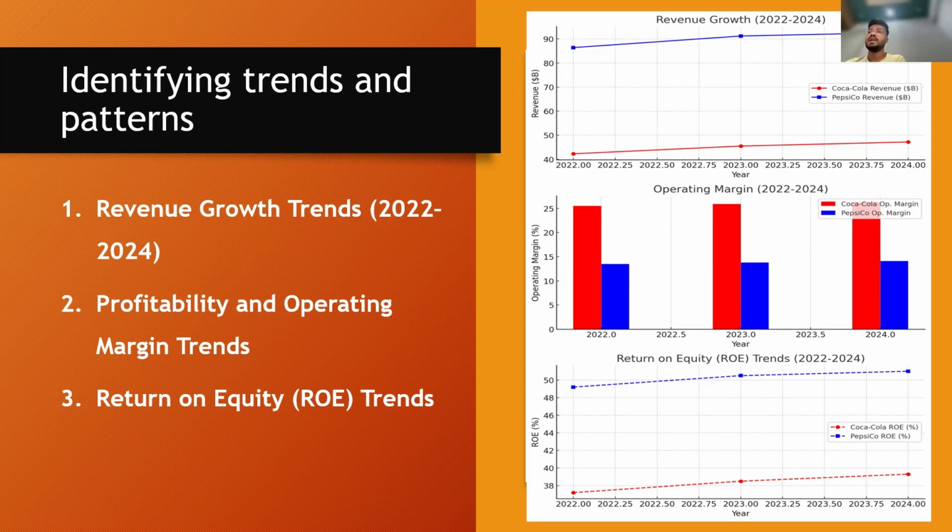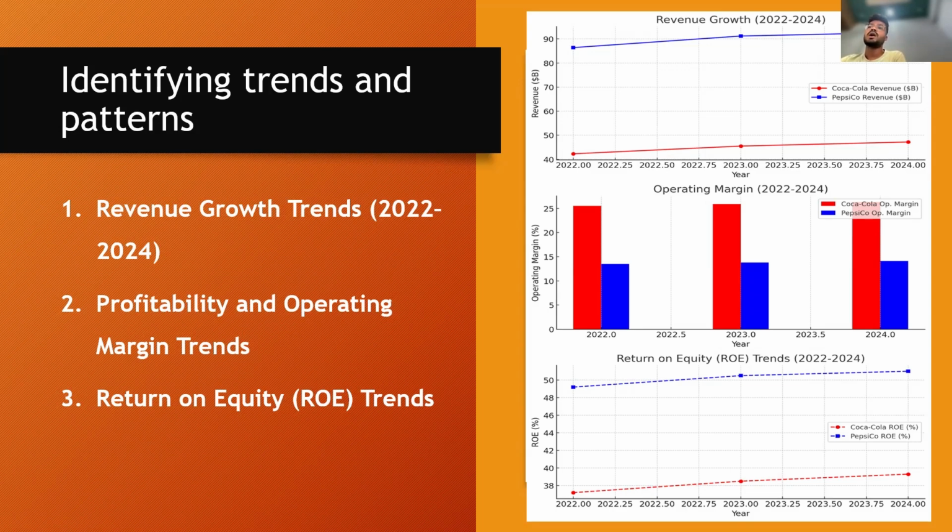Third, return on equity trends. For Coca-Cola, steady increase in ROE from 37.2% in 2022 to 39.3% in 2024, indicating strong shareholder returns. ROE growth suggests effective capital allocation and profitability improvement.